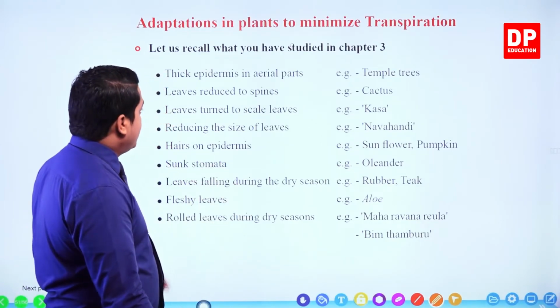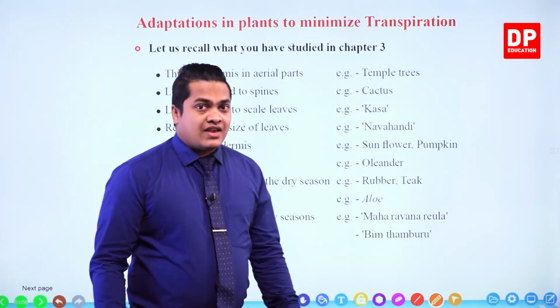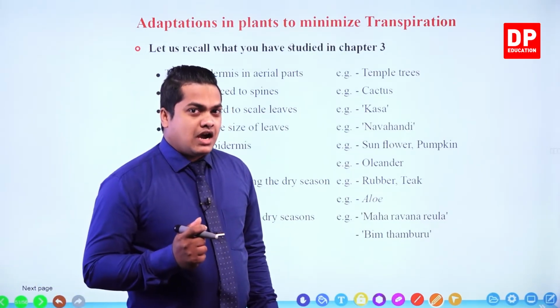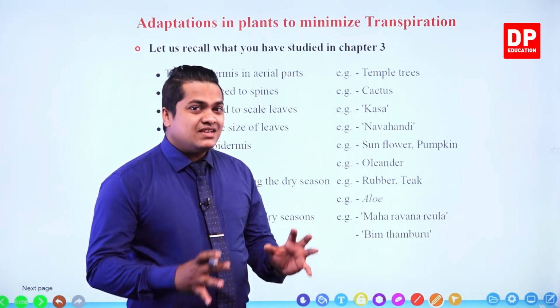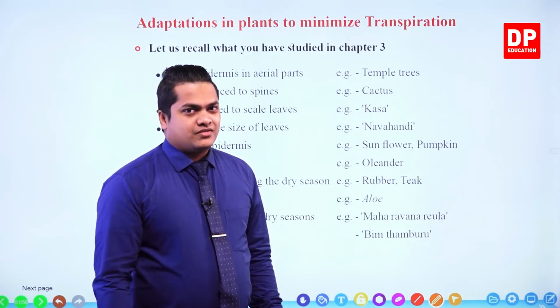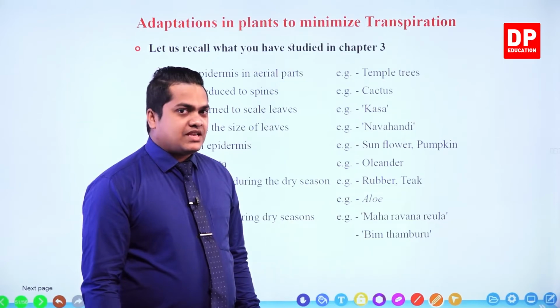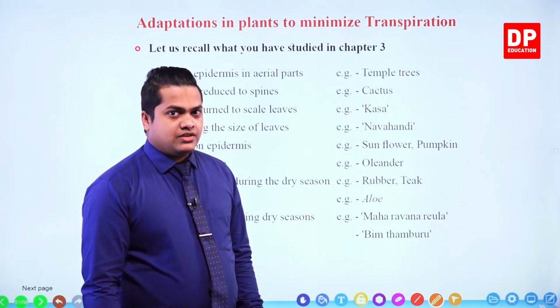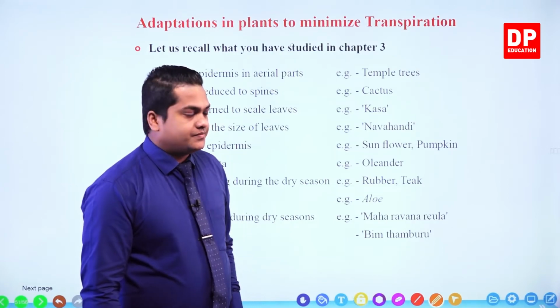Let's see. Thick epidermis in aerial parts. Aerial parts have a thick cuticle, and it minimizes the rate of transpiration. The example given is temple trees. You know that temple trees have a thick, waxy cuticle. It helps to minimize the rate of transpiration.